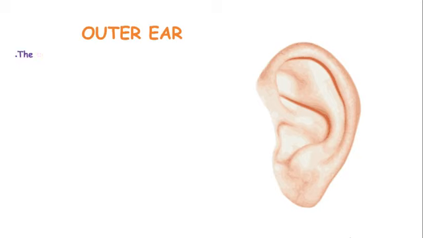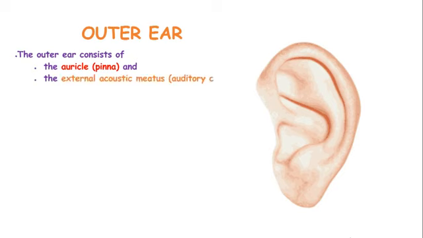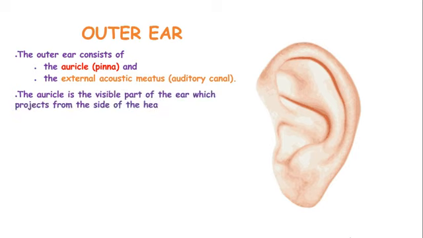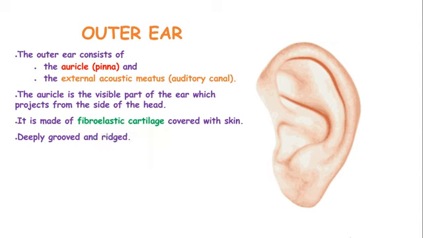Let's start with the outer ear. The outer ear consists of the auricle or the pinna and the external acoustic meatus, known as the auditory canal. The auricle is the visible part of the ear which projects from each side of the head, and it's made of fibroelastic cartilage covered by the skin.